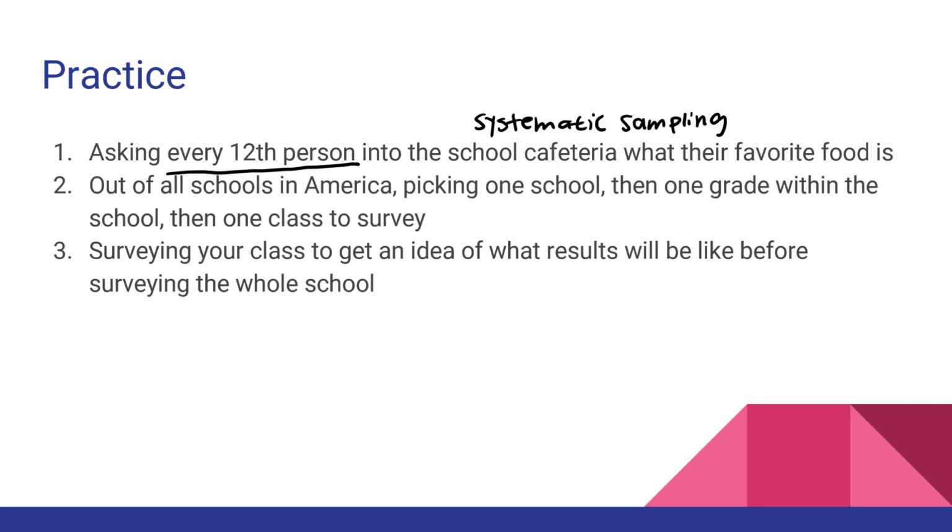Next, out of all schools in America, picking one school and then one grade within the school and then one class to survey. You can see there's multiple steps here, so first they chose a school, then a grade, then a class. So that would make this multi-stage.